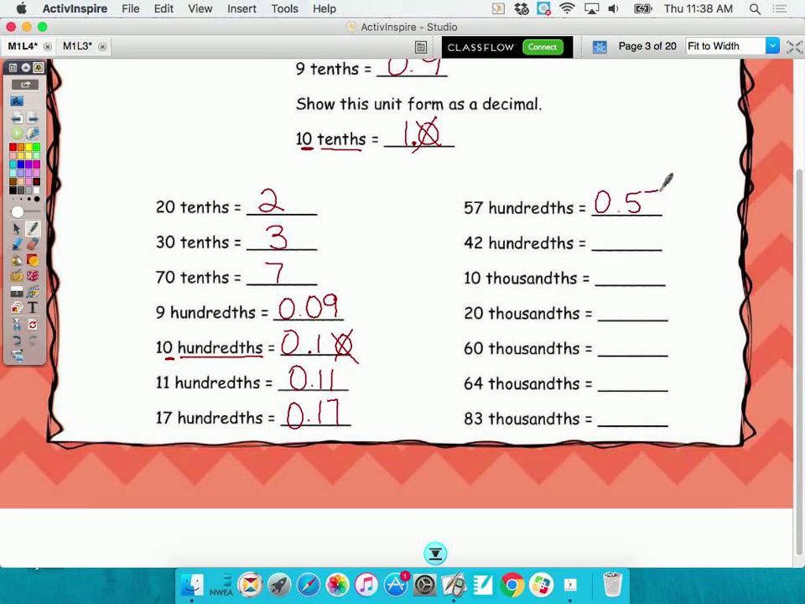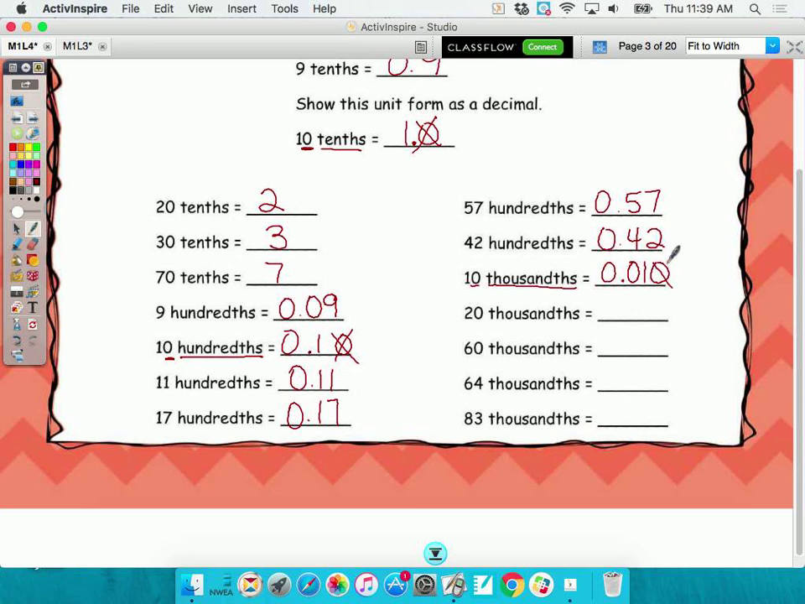0.57. 0.42. Okay, stop. Stop. The last digit I write is in the thousandths place. Thousandths, hundredths, tenths, ones. 10 thousandths is really what number, boys and girls?